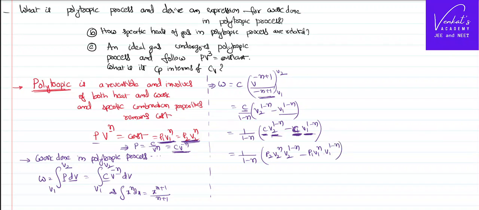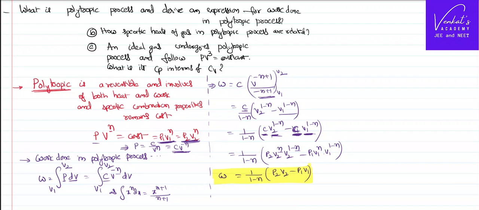So if you simplify this term further, 1 by 1 minus n of V2 power n and minus n will cancel. So P2 V2 is remaining and the other term P1 V1 is remaining. So the equation that we have is, work done in the case of a polytropic process is 1 by 1 minus n into P2 V2 minus P1 V1.